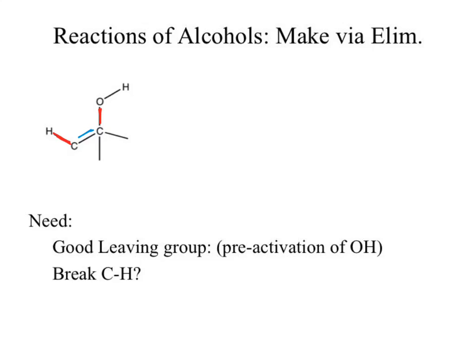Okay? So how can we make our alcohol a good leaving group? What could we do? Okay, we could add H+. Great. That can protonate it. We now have that good leaving group, and we can potentially do the elimination. If we add H+, how do we break the carbon-hydrogen bond? What is our carbon-hydrogen bond acting as?